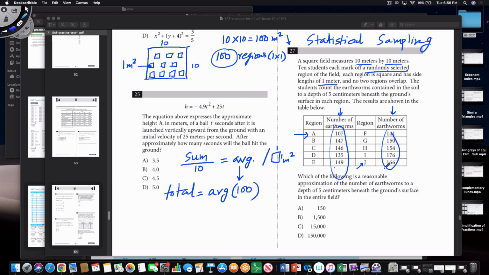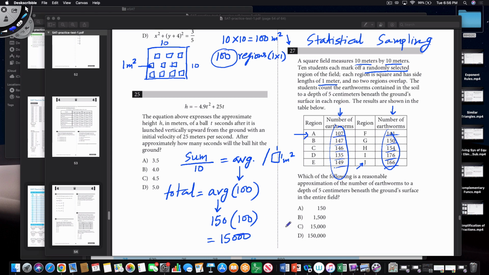So if you add this up and divide by 10, you see all these numbers are some kind of distribution around 150. So I'm going to take a guess that this average is probably 150. Multiply that by 100, the total becomes 15,000.